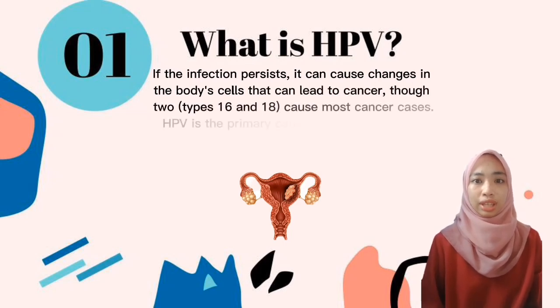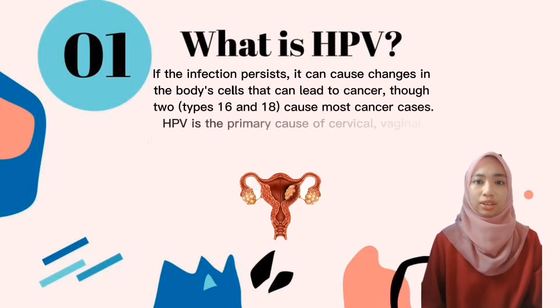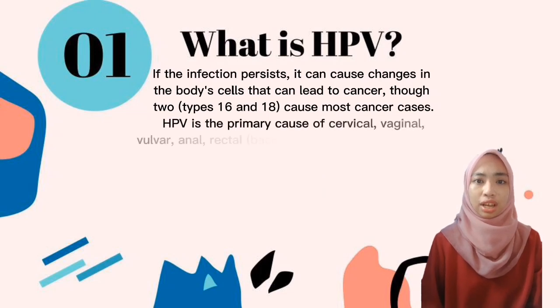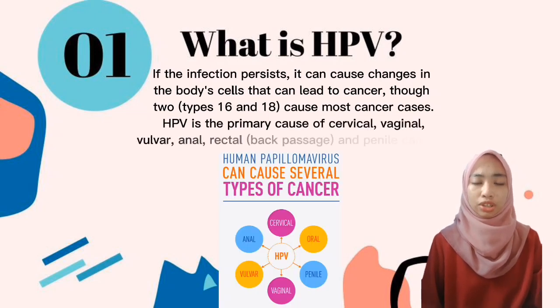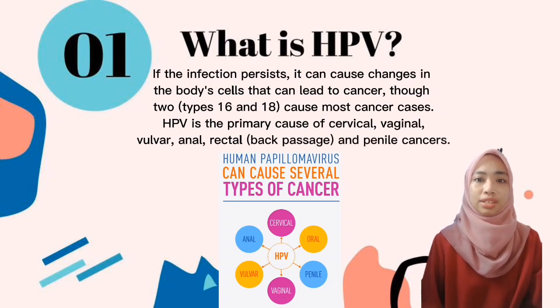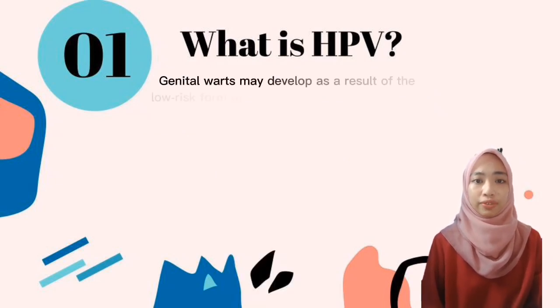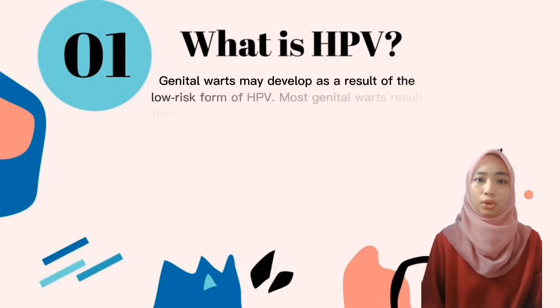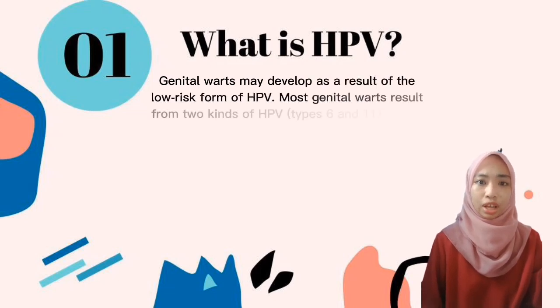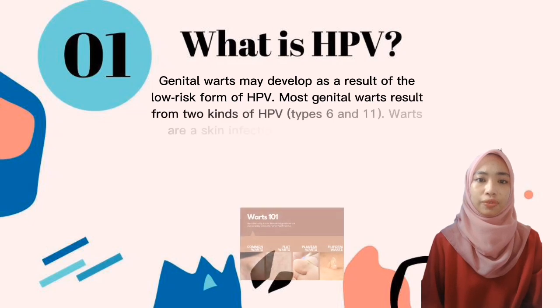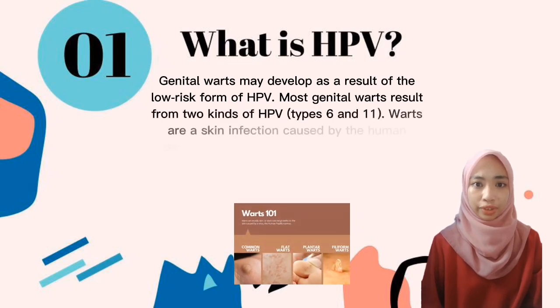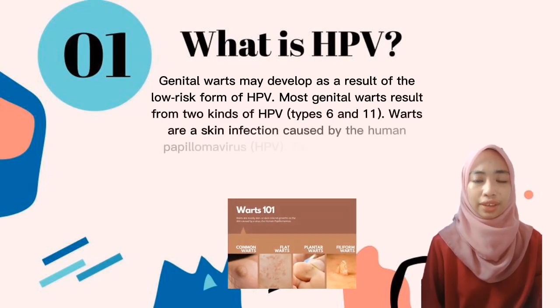Types 16 and 18 cause most cancer cases. HPV is the primary cause of cervical, vaginal, vulvar, anal, rectal, and penile cancers. Genital warts may develop as a result of the low-risk form of HPV. Most genital warts result from two kinds of HPV, type 6 and 11.